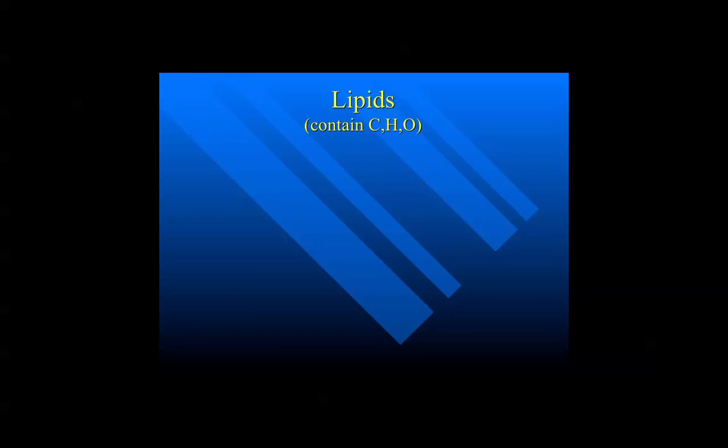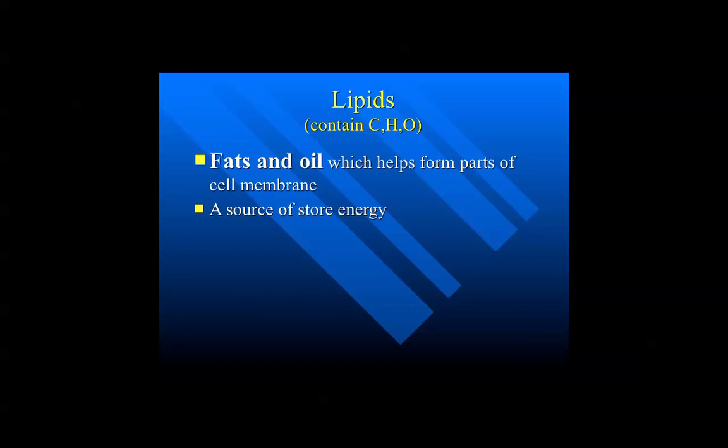It says lipids. Lipids contain carbon, hydrogen, and oxygen. Lipids are examples of organic compounds because we see the carbon and hydrogen are elements that are found in it. So examples of lipids are fats and oils. Fats and oils play a huge part in the formation of the cell membrane. Lipids also serve as a source of energy. So you'll notice that I'll use these words interchangeably, lipids, fats, and oils, but they are the same thing.